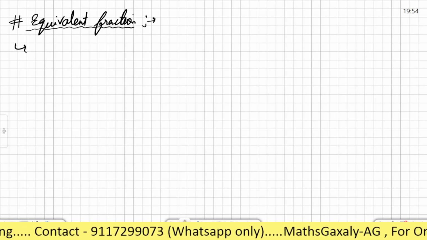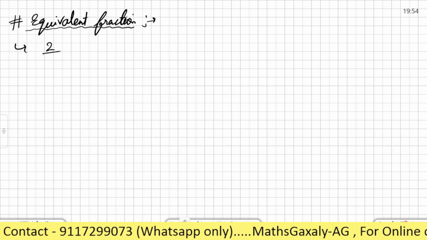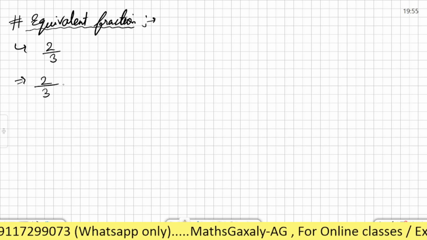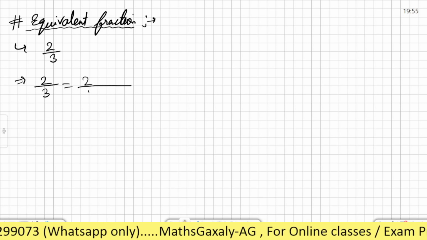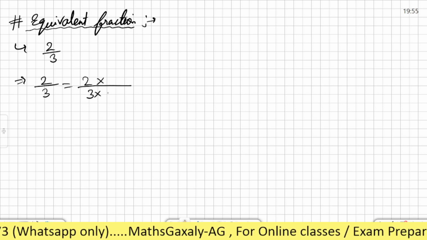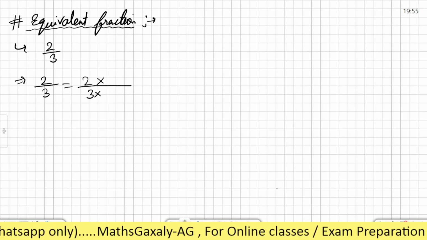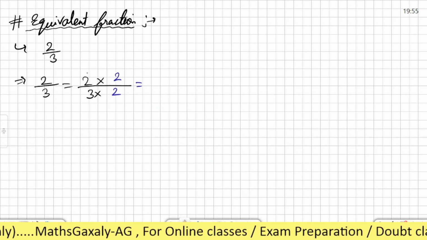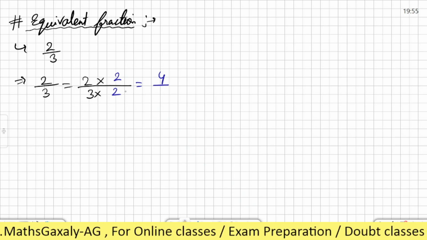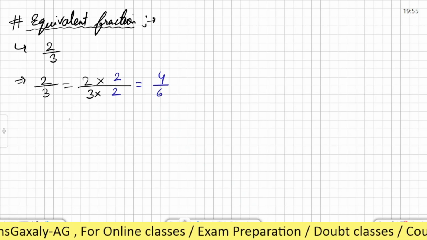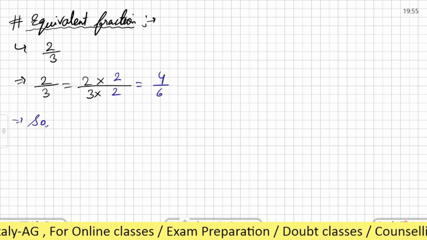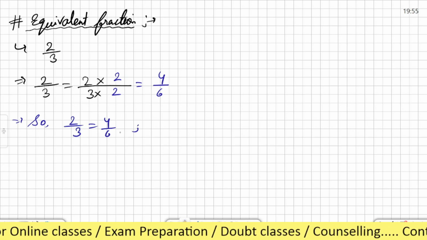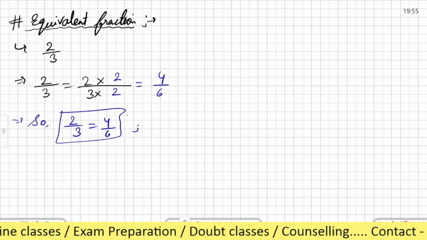Okay, as an example, let it be 2 by 3. So to get the equivalent fraction of 2 by 3, here we have to multiply the numerator and the denominator by the same number. So suppose we are multiplying it by 2, so here we will get 2 2s are 4 and 2 3s are 6. So we can say that 2 by 3 is equal to 4 by 6. Okay, is it clear? Yes, sir.